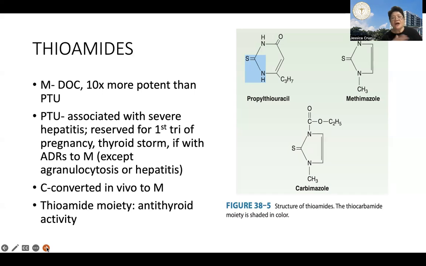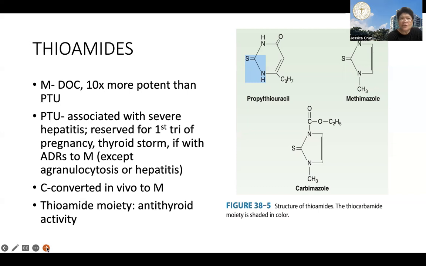So for thioamides, we have methimazole and propylthiouracil, PTU for short. In the United Kingdom, there's a drug called carbimazole, and this is converted in vivo to methimazole. So in the UK, carbimazole is available. Now, methimazole is the drug of choice for most cases of hyperthyroidism. It's more potent than PTU.